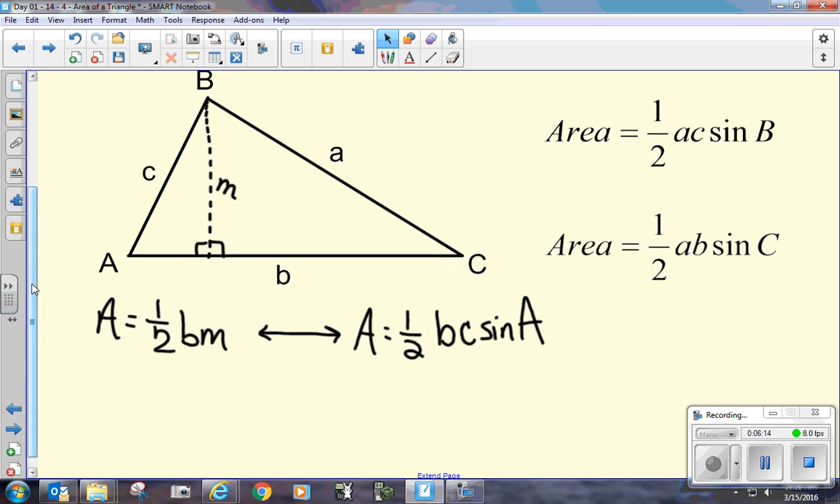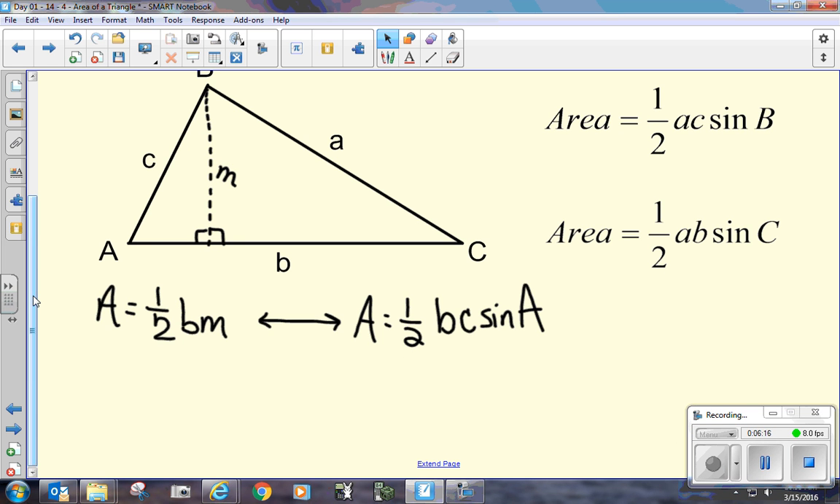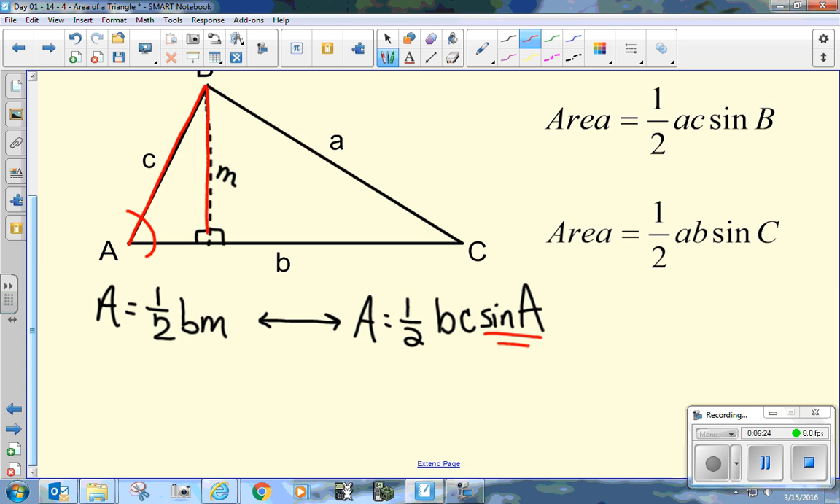Let's figure this out. So what do we know? Well, how can we get rid of the sine of A here? Okay, here's angle A. Here's the right triangle. How can we get rid of sine of A? What is sine equal to? Sine is opposite over hypotenuse. So what is opposite of A? Yeah, M. And what is the hypotenuse of this right triangle? So really, opposite over hypotenuse is M over C, isn't it?